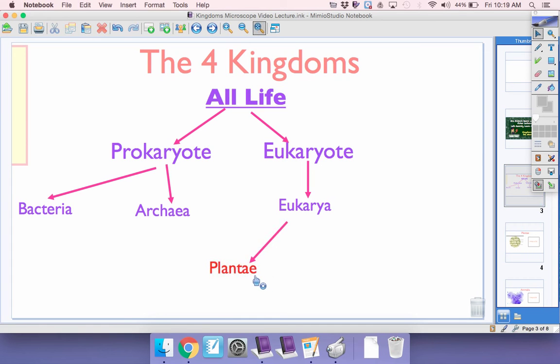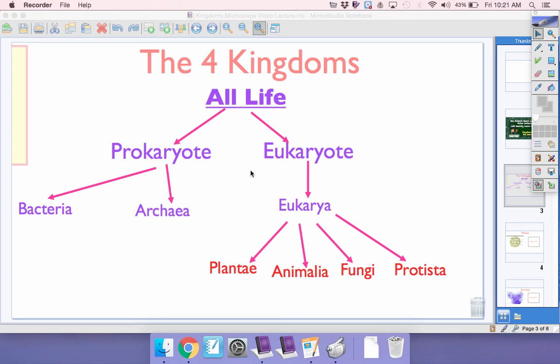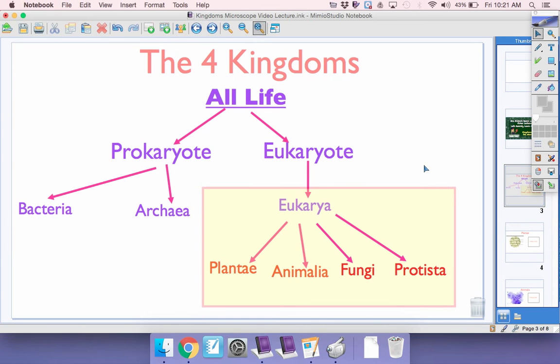Those kingdoms are Plantae. This includes all the plants, trees, grasses in the world. Animalia, which includes all the different animals. Fungi, which is all the fungus. And Protista, which are single-celled organisms that have a nucleus. These things are the ones you've learned before, and then everything in this box here is new, so you're going to want to write that down in your notes. Plantae, Animalia, Fungi, and Protista.